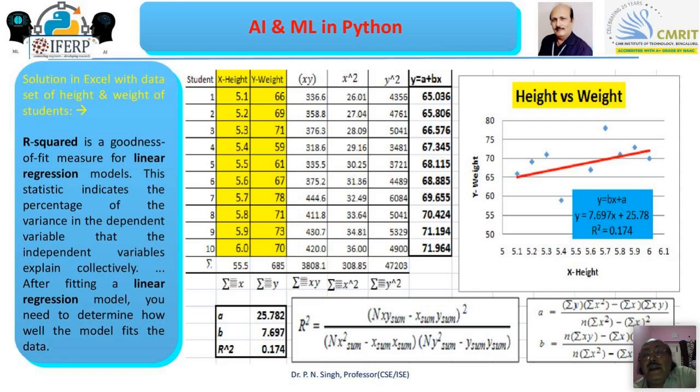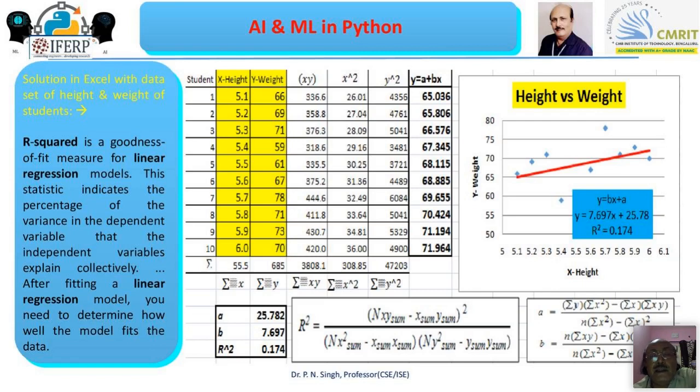The linear regression formula is y equal to bx plus a. Here y is the predicted value, so one y value will be computed for all. In which way it is computed: first I have taken the x height and y weight. Okay, fine. Multiplying x and y, finding x square, finding y square, and then y equal to a plus bx. What are A and B?